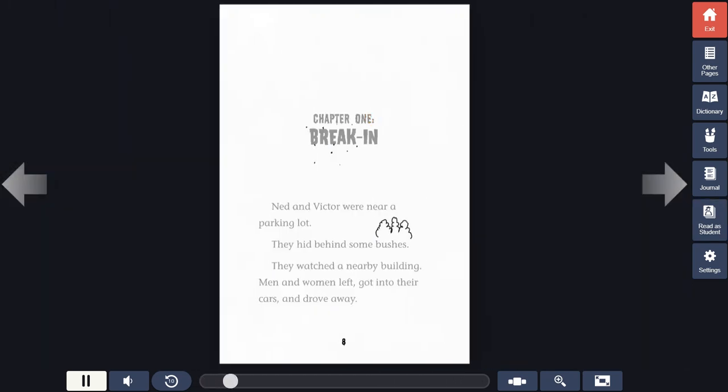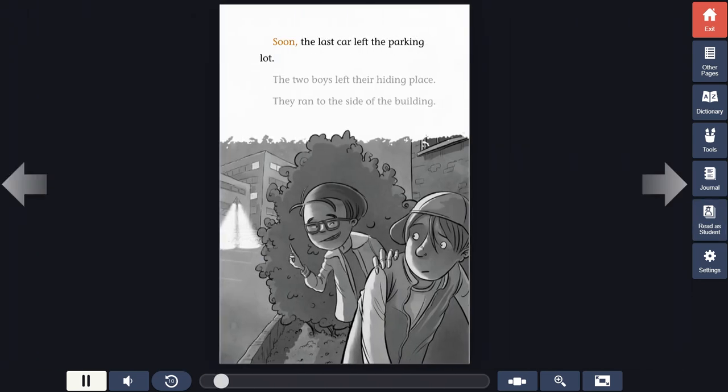Chapter 1. Break-in. Ned and Victor were near a parking lot. They hid behind some bushes. They watched a nearby building. Men and women left, got into their cars, and drove away. Soon, the last car left the parking lot. The two boys left their hiding place. They ran to the side of the building.